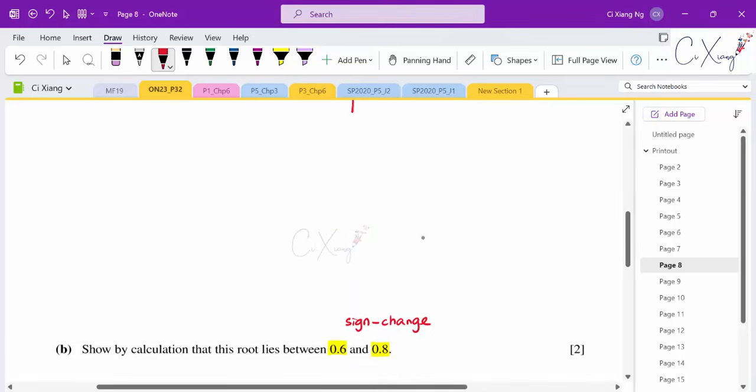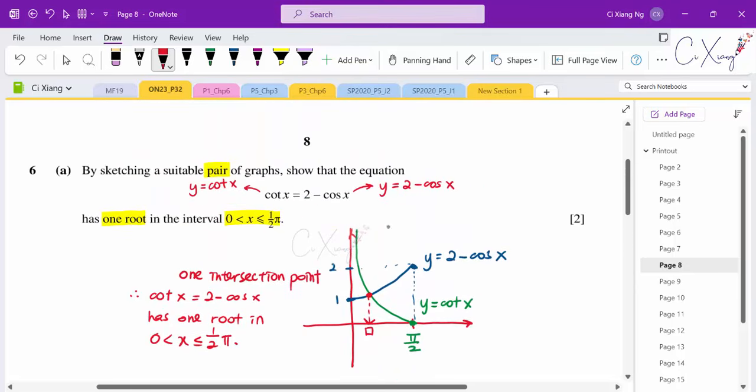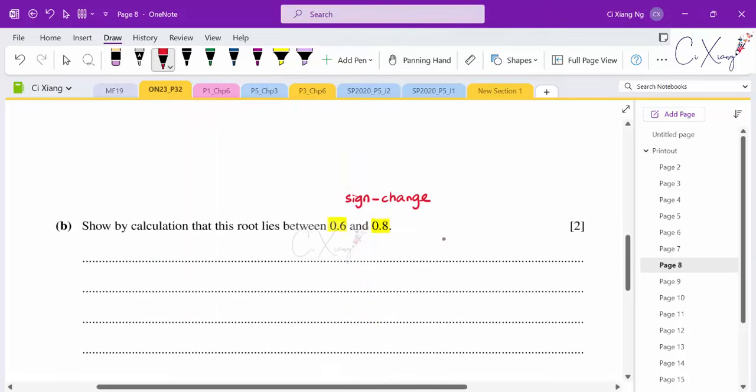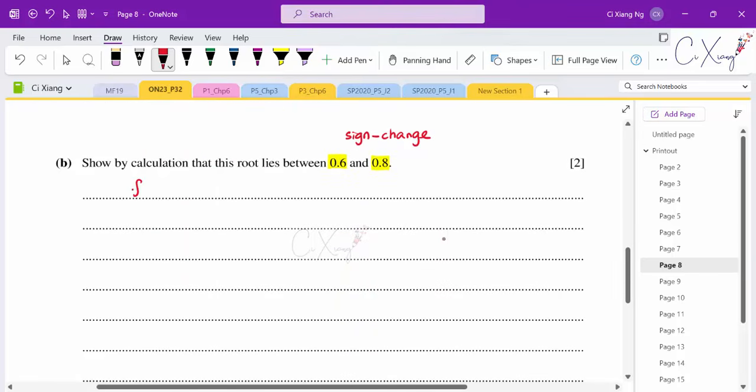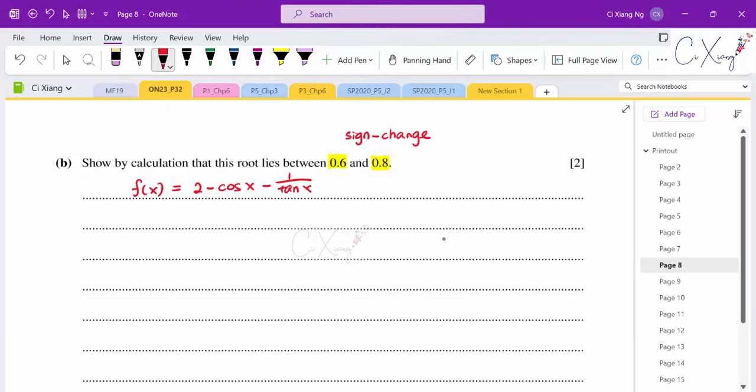To apply the sign change rule, you have to move everything to one side of your equation. So everything to one side, which means that y becomes the function f(x) equals 2 minus cos x minus 1 over tangent x, which is the cotangent, right?